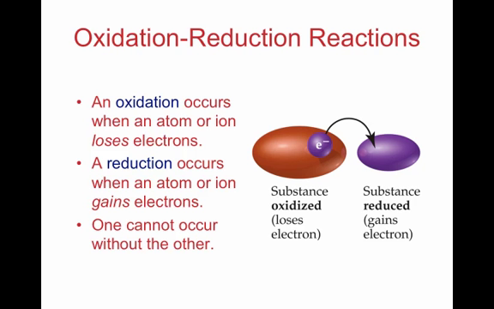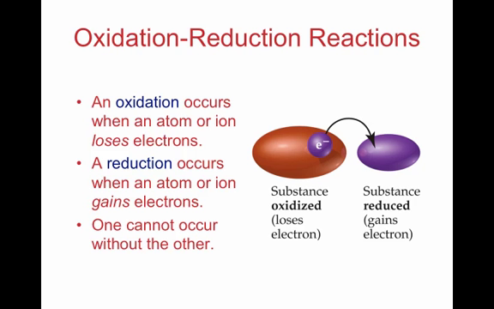Oxidation occurs when an atom loses an electron. A reduction occurs when an atom gains an electron. Now, one cannot occur without the other. When something is oxidized, something else must be reduced, or when something is reduced, something else must have been oxidized in order to account for that electron transfer.